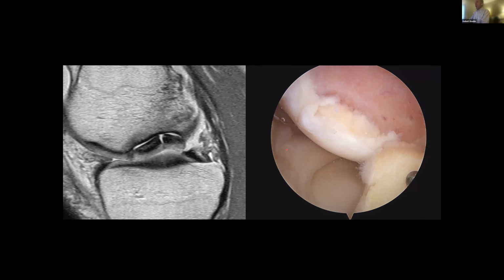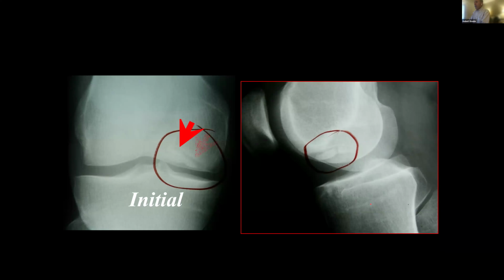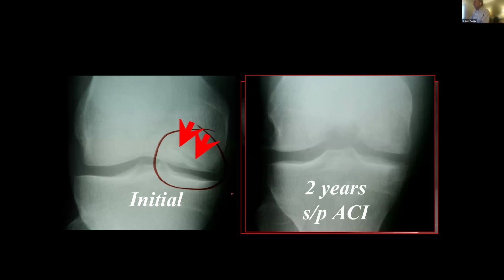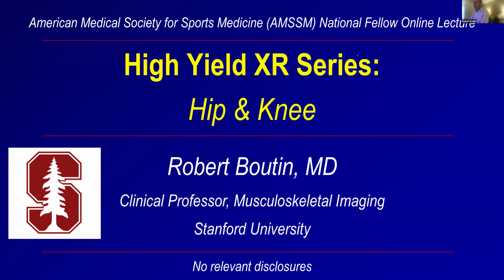This patient underwent surgery. It was indeed unstable. They went from this initial set of radiographs, and the MRI showed you two years later, after an ACI procedure, having a medial femoral condyle that looked great, and the patient did super well also.